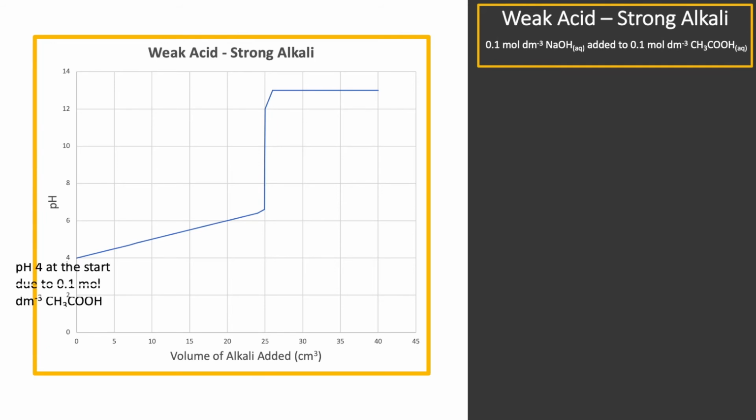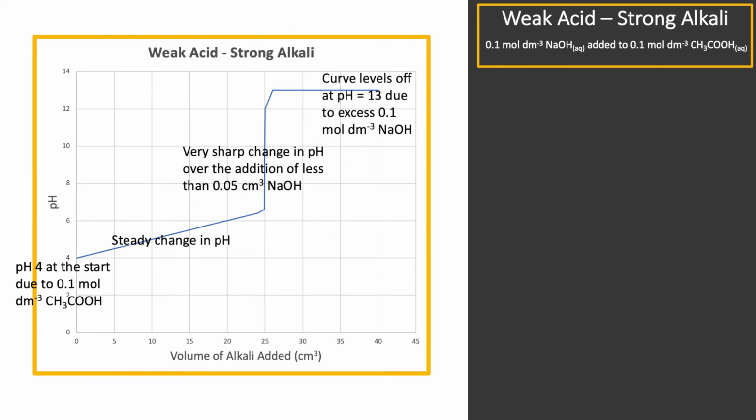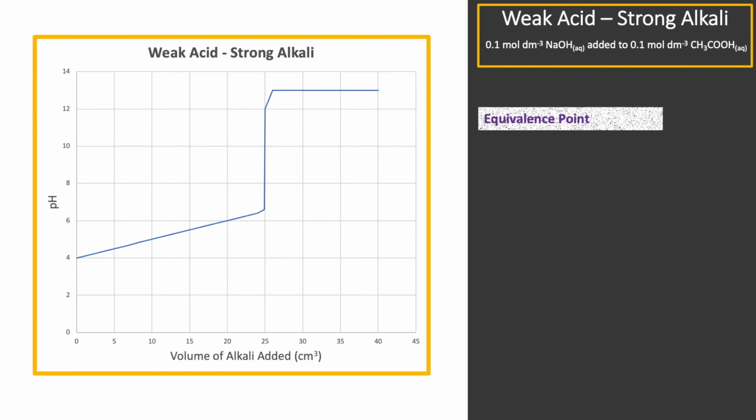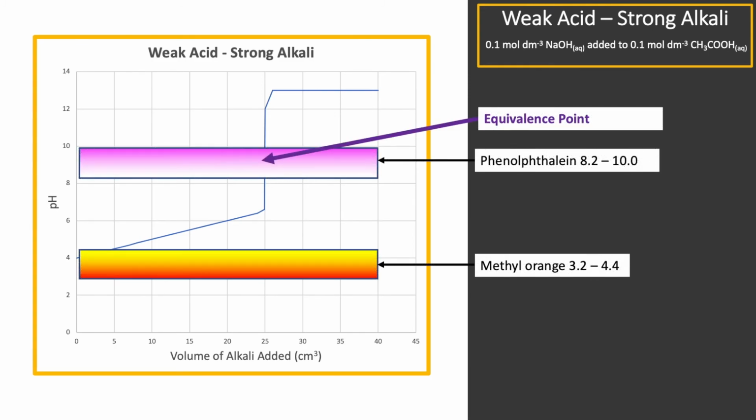Weak acid, strong alkali now. So we're going to start at a higher pH for weak acid, have a steady change in pH, and then our curve will level off at a higher pH than the one previous because we've got a strong alkali. Equivalence point is there. And so phenolphthalein is the one that we would choose because it changes colour over the sharp change in pH. And we would titrate until we see the first sign of pink. Methyl orange is no good. It has turned orange way before we have actually got a one-to-one mixture.